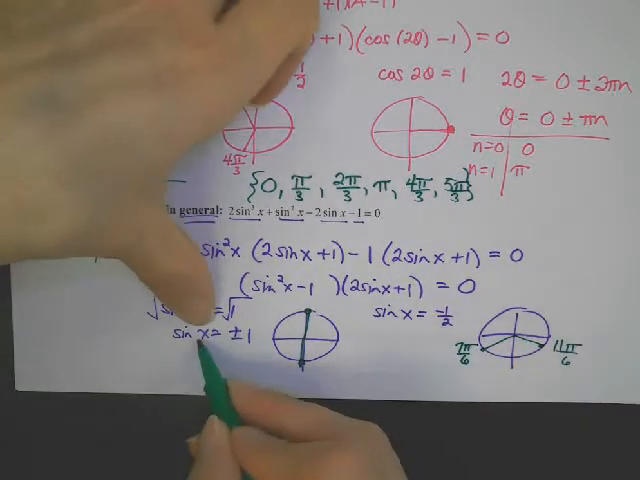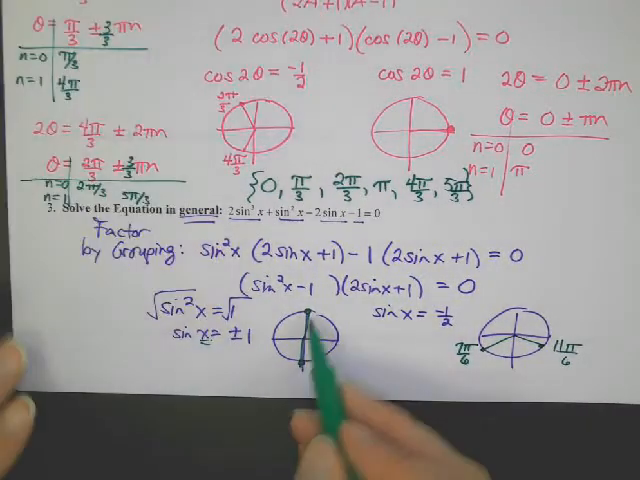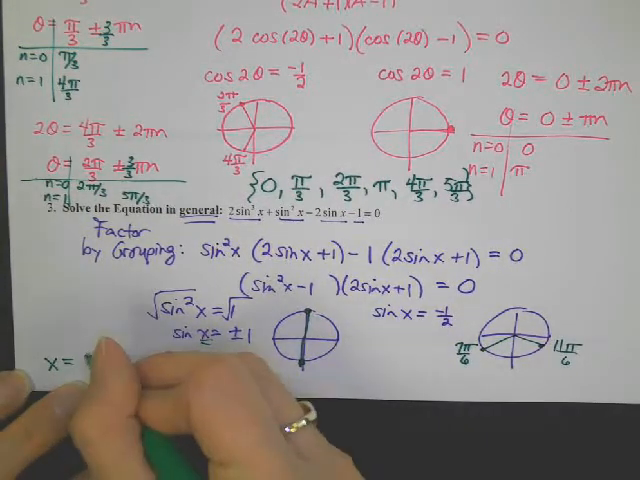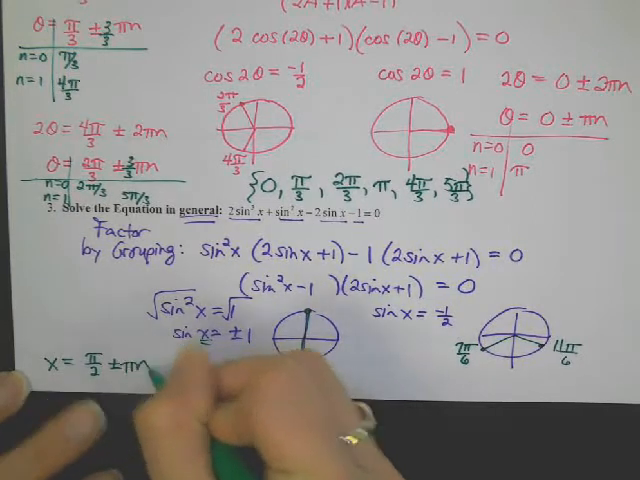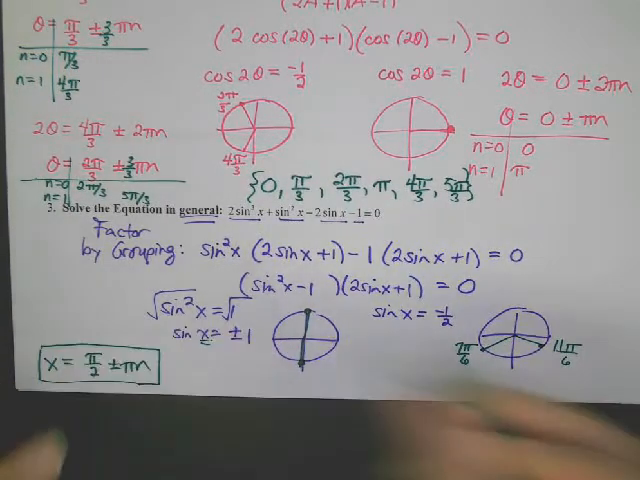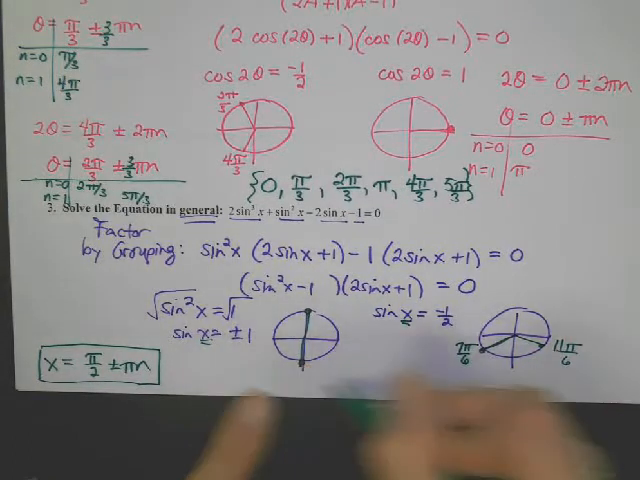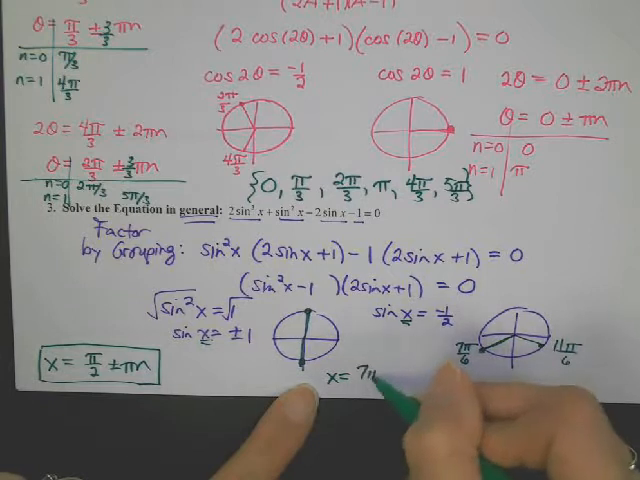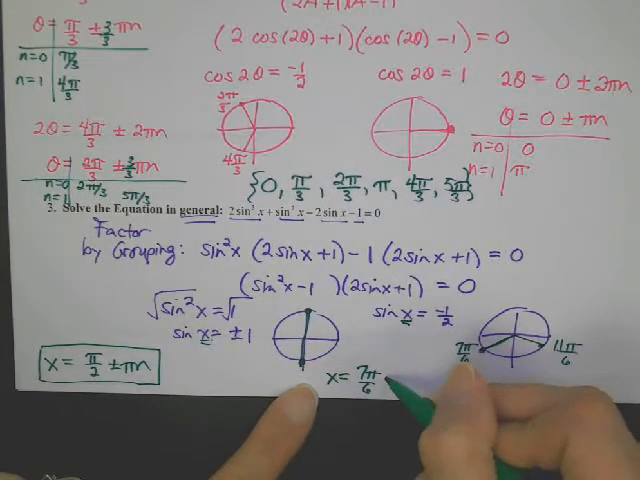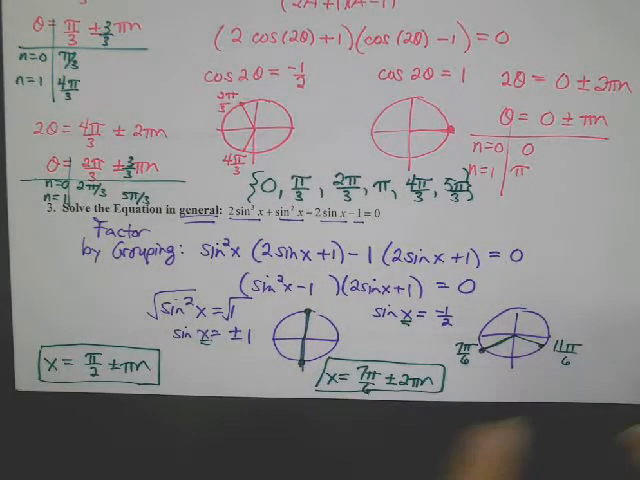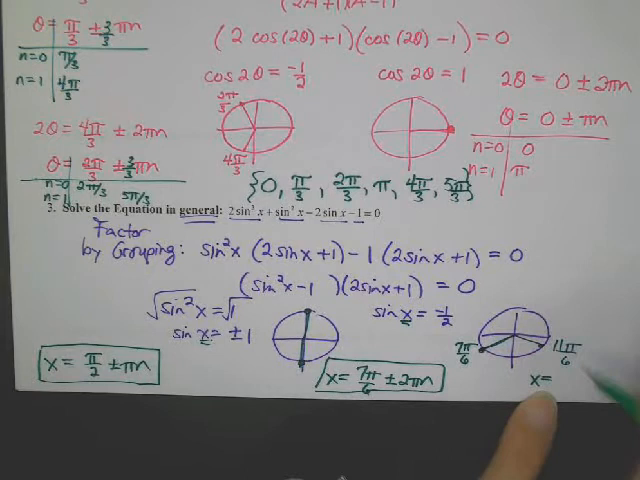The nice thing is the name of the angle is just x. So my first equation, x equals pi over 2 plus or minus pi n. Okay, how about the next equation? Let's do the 7 pi over 6. The name of the angle is just x. X equals 7 pi over 6 plus or minus 2 pi n. And the last equation, x equals where? 11 pi over 6 plus or minus 2 pi n.